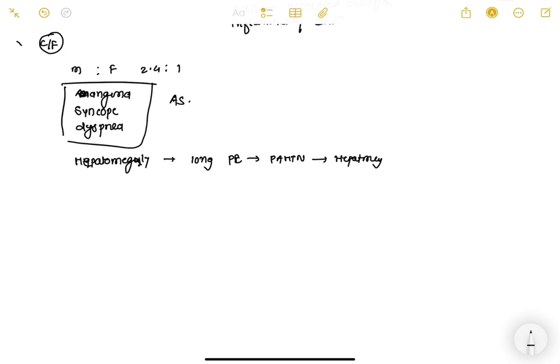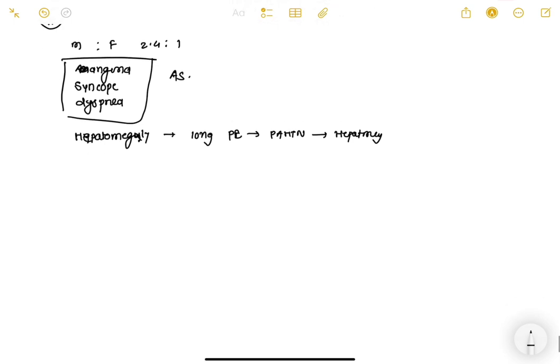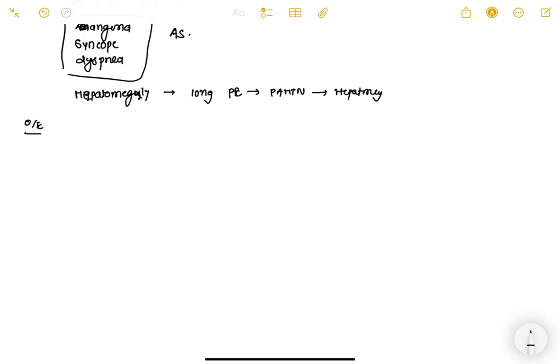What are the findings in clinical examination that we can get in aortic stenosis? On examination, what are the findings that we get? So let's talk about the murmur. First we get an ejection systolic murmur. Which type of murmur? Crescendo, decrescendo murmur.